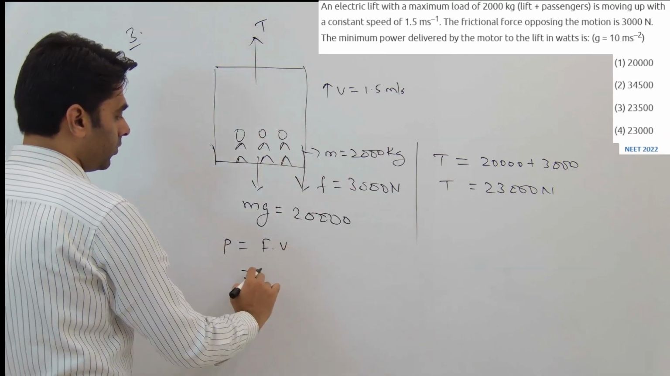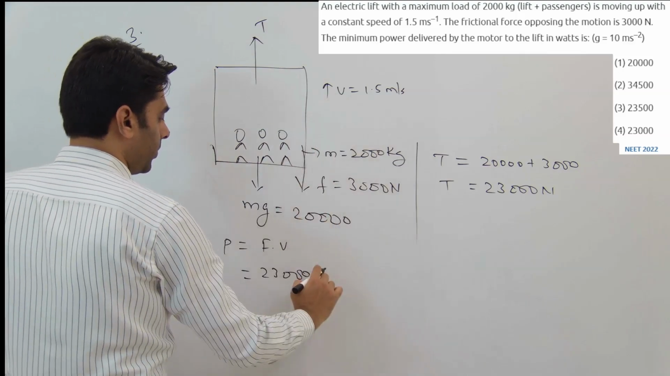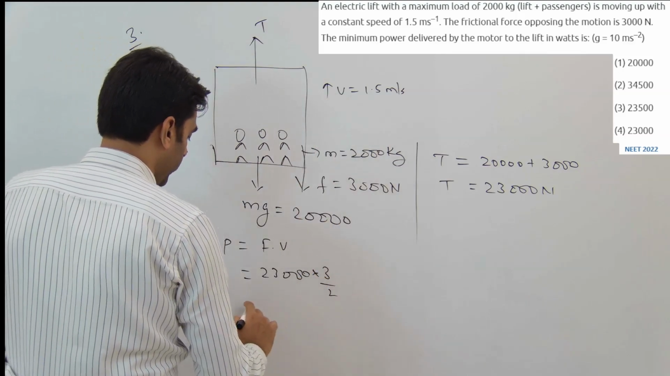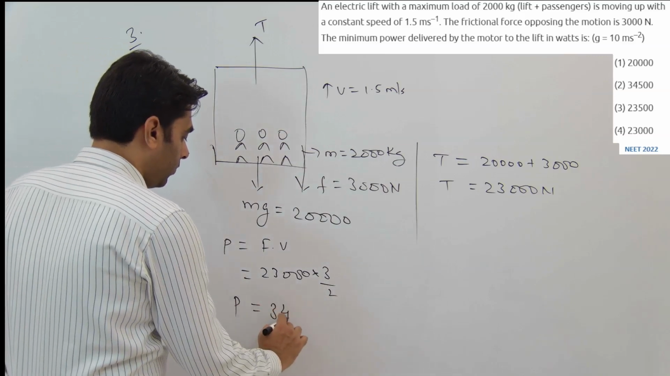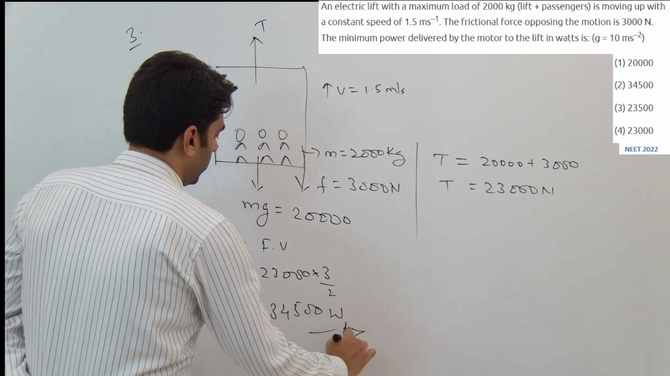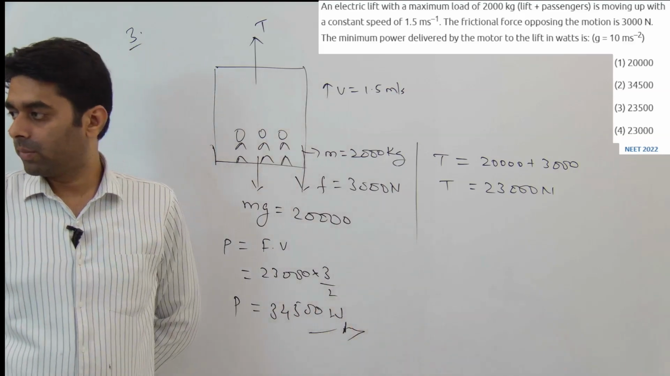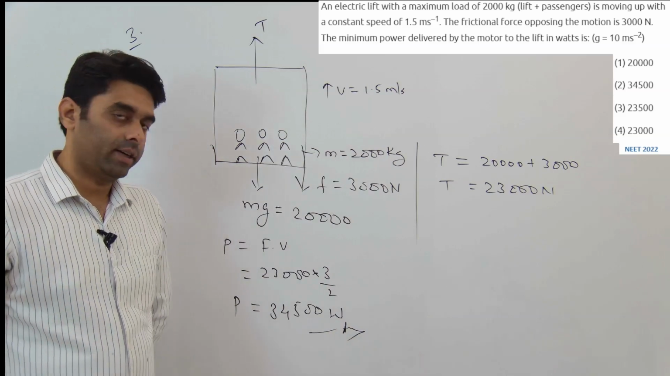So force is 23,000 and velocity is 1.5, that is 3 by 2. When you solve it, your answer will come out to be 34,500 watt, right? Which is option number B. The second option is the correct answer.